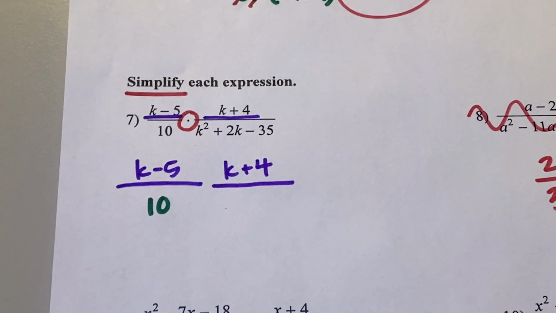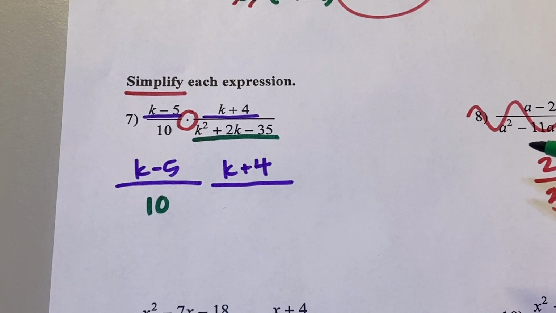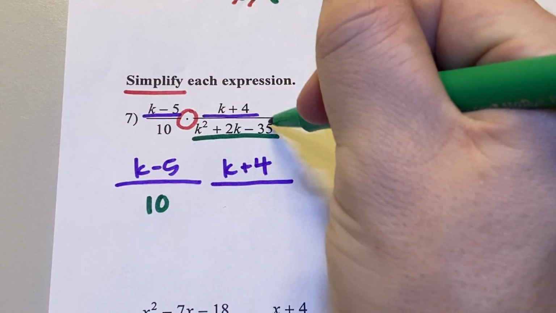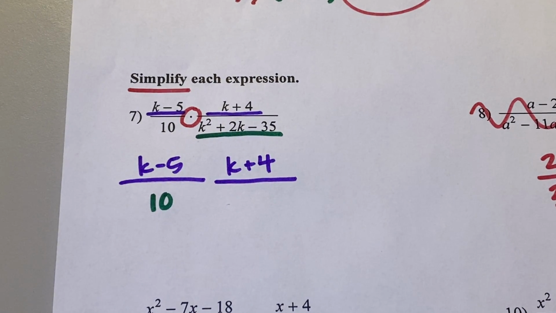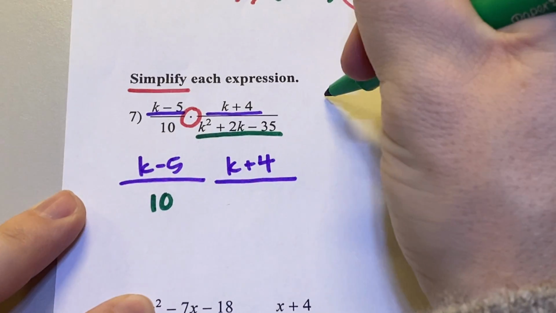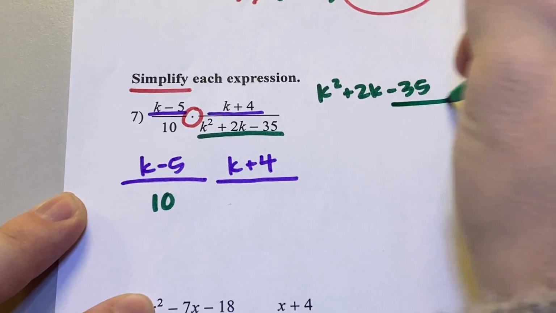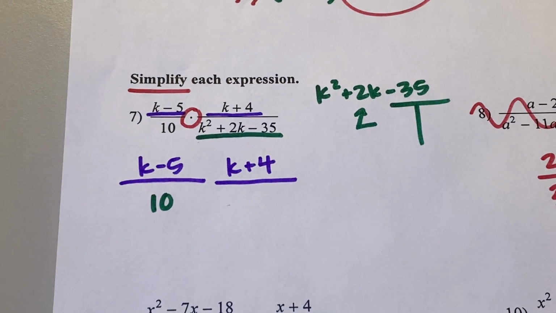My second denominator. Can I factor that guy? Yep, we have to play the number game with that guy. Okay, so, number game. What's going to multiply to negative 35, but add to 2? In fact, I'll write it over here. K squared plus 2K minus 35. Let's play the number game. What's going to multiply to negative 35? How can I get a 35?